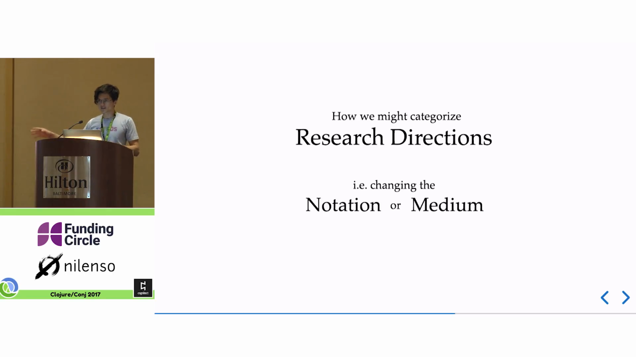So that's the history and what we do today. And I want to talk about what people are doing to try to research new solutions. And then after that, I'll tell you about what I'm doing. I categorize these two main research directions as: we're just going to try to change the notation, or we're going to leave the medium of the text editor and try to create something completely new.